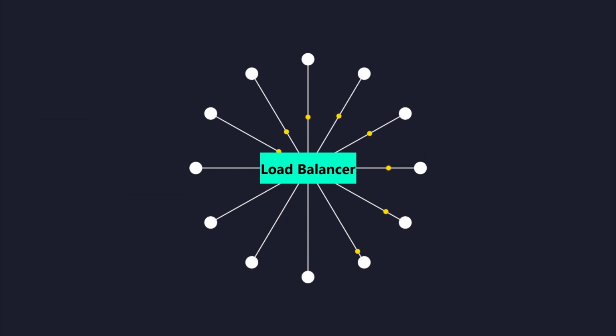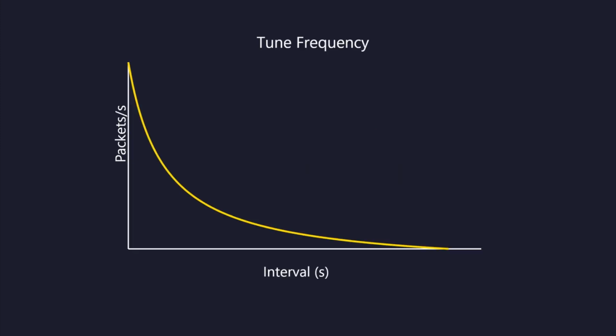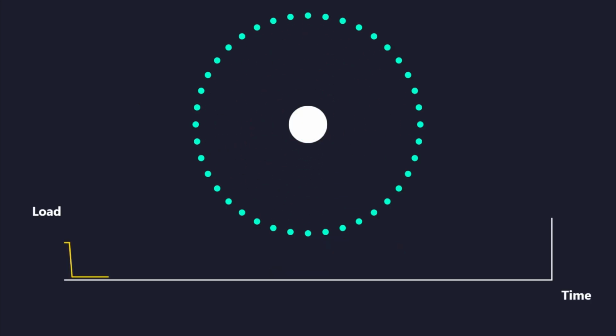Heartbeats are required to prevent firewalls and load balancers from closing idle connections. However, sending a heartbeat every 30 seconds to 1 million clients creates a constant stream of 33,000 packets per second. You must carefully tune the frequency and payload size of your heartbeat pings.